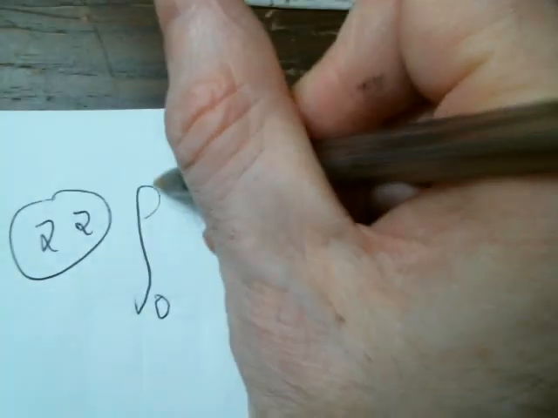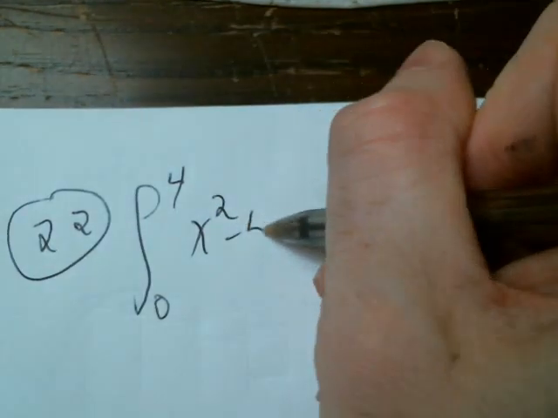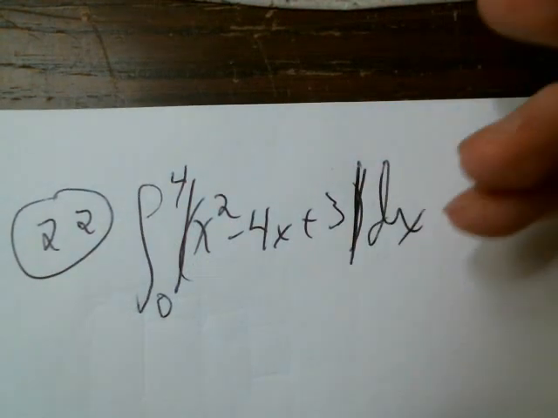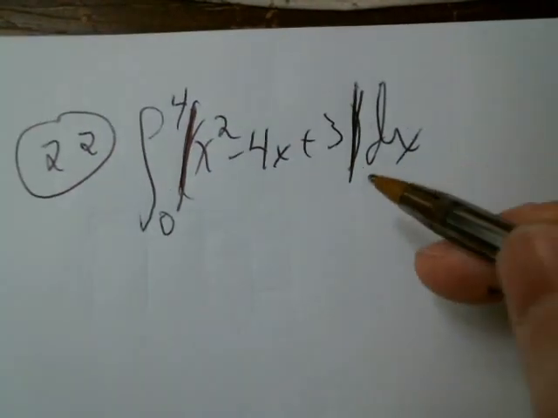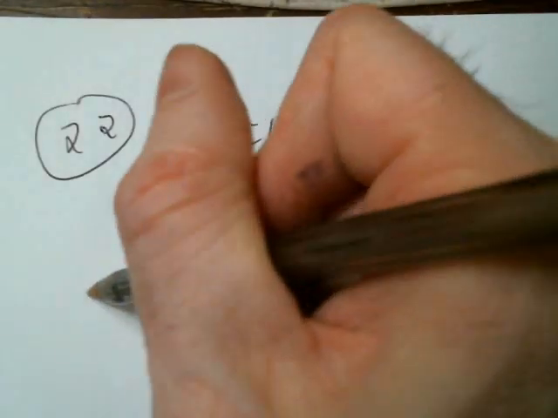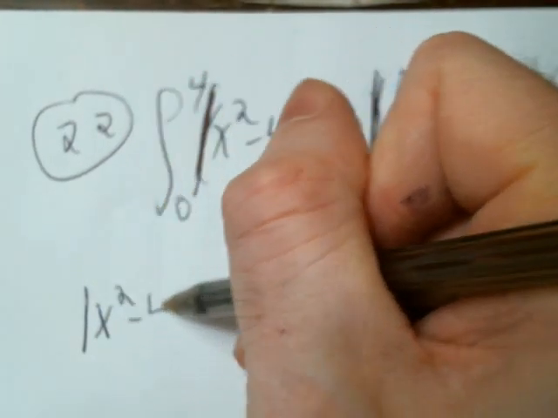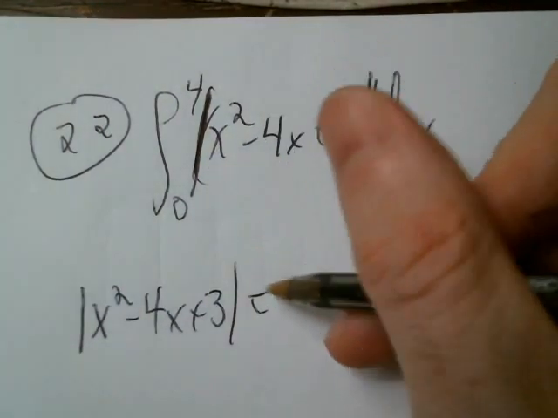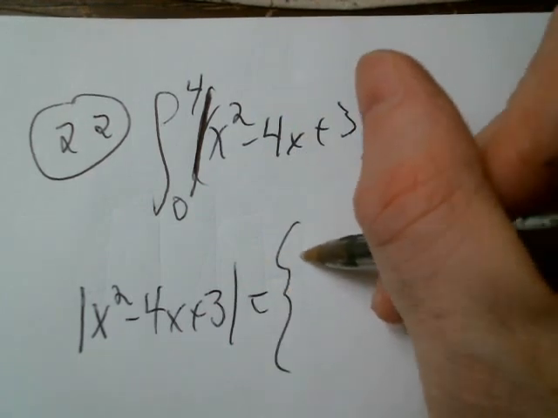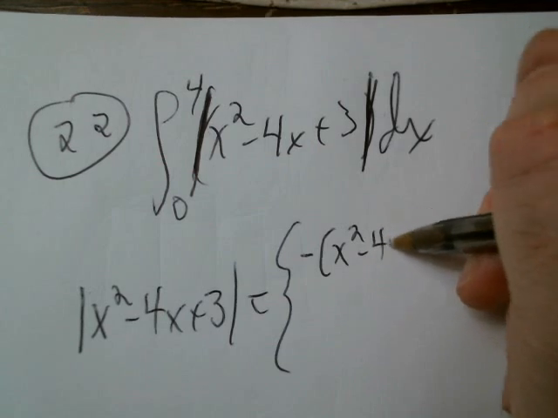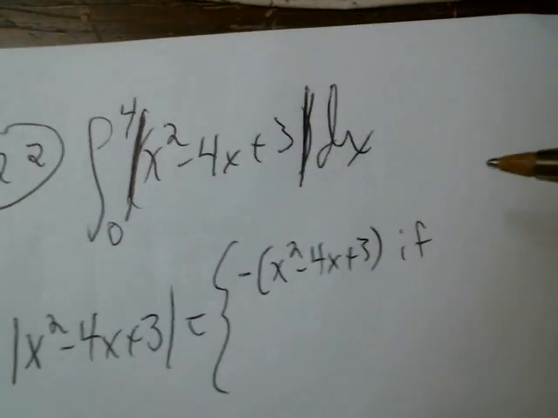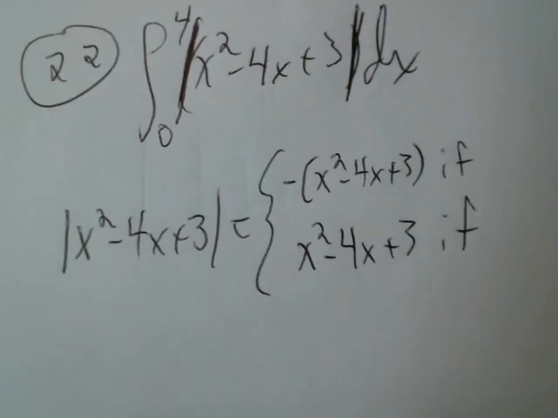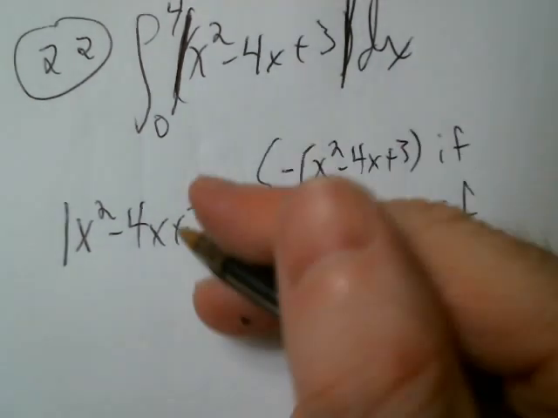All right, so the integral from 0 to 4 of x squared minus 4x plus 3 dx, but it's in an absolute value. Right? All right, so when you have that case, you basically are going to have to split out into two integrals. So note, what is the absolute value of x squared minus 4x plus 3, which is what's in here. It's going to be one of two things, right? It's going to be negative parentheses x squared minus 4x plus 3 if something happens, and then it's going to be positive x squared minus 4x plus 3 if something else happens. So how do I know where this thing falls?